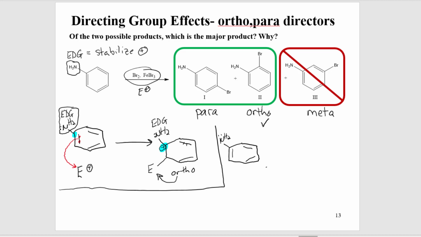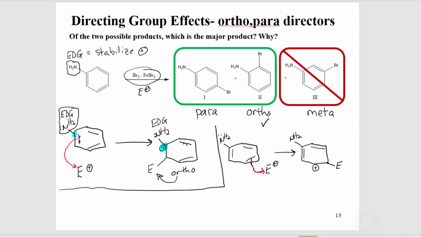Okay, so I'm going to take my E plus and I'm going to attack the electrophile. Didn't touch this double bond, didn't touch this one. I'm going to put the electrophile para. That means the carbocation goes at this position.